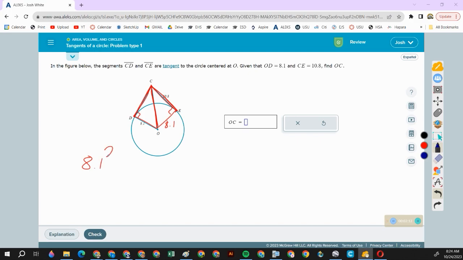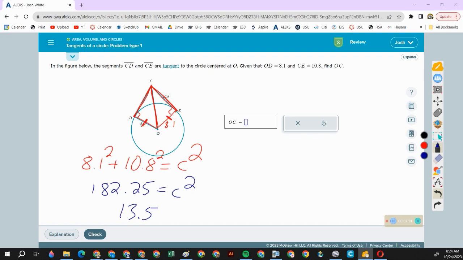So 8.1 squared plus 10.8 squared is equal to C squared. So 8.1 squared plus 10.8 squared gives me 182.25 equals C squared. So take the square root, and I get 13.5. So OC is 13.5. And you'll notice in this construction that these two triangles are congruent.